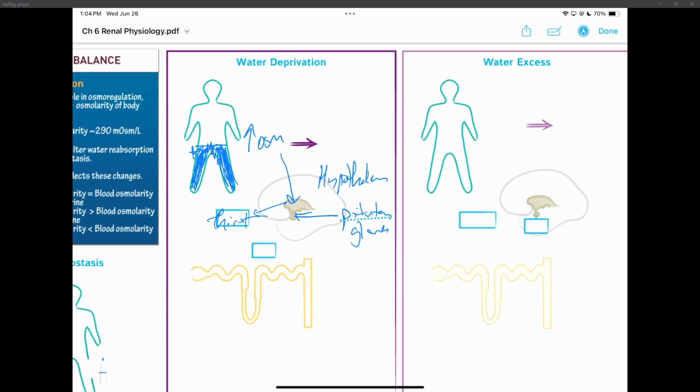The other job, obviously, is going to be ADH comes out. ADH has its effect, remember, at the very end, the collecting duct. What's going to happen to water? What are we going to do with the water here? Are we going to reabsorb it or excrete it? Reabsorb it.